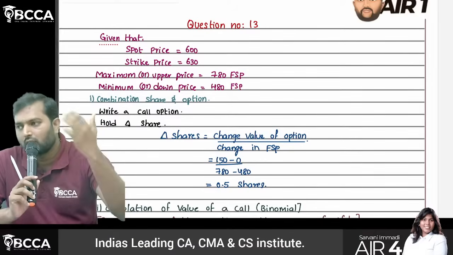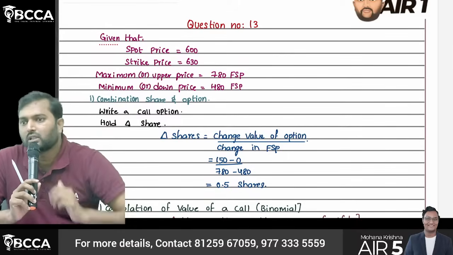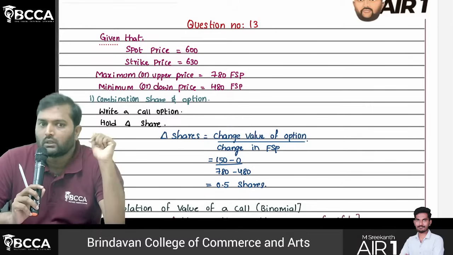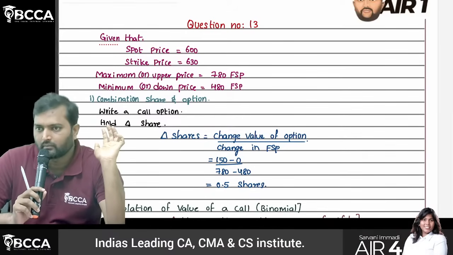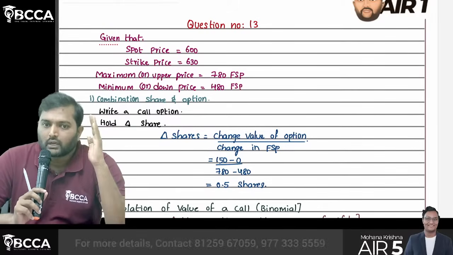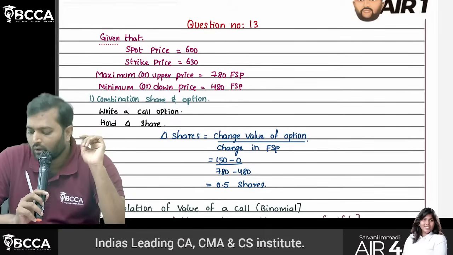If you are selling a call option, you have a risk, because in future the price might increase and the holder of the call option may exercise it, and you are under obligation to sell a share at X. So that's why you are under a risk. So write a call option and also hold delta shares.